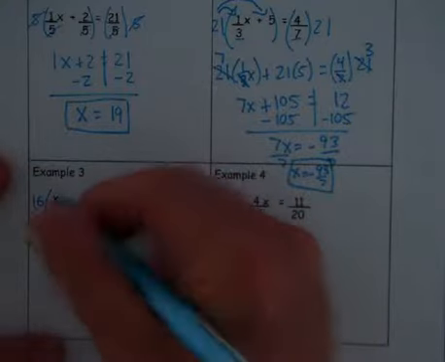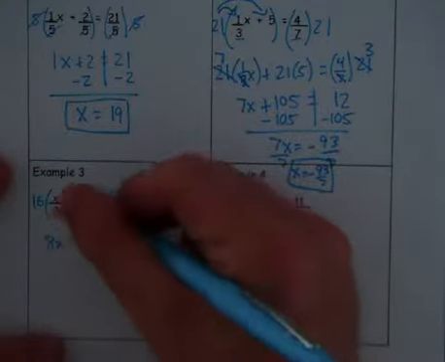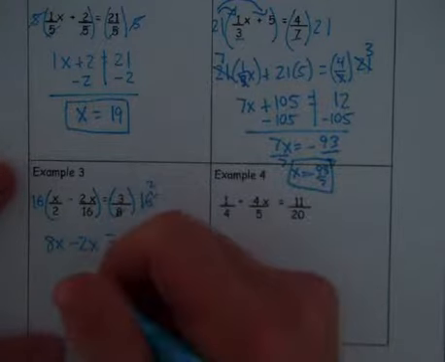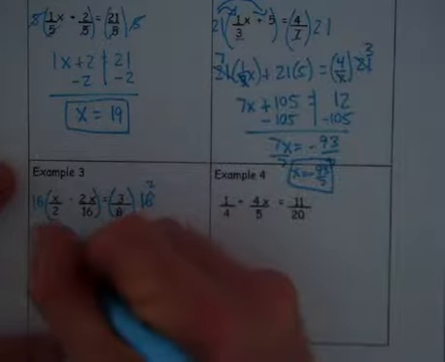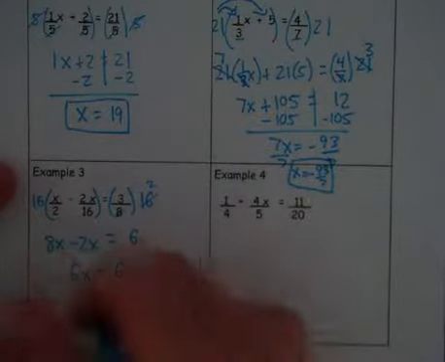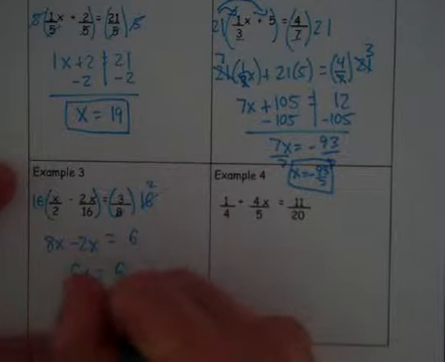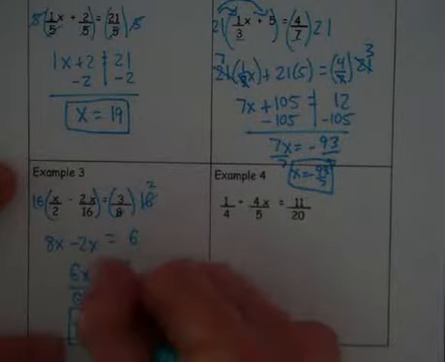So I get 8x, right? Minus 2x equals 6. Guess what? I can combine like terms. Remember, we're combining like terms. We get 6x equals 6. Now we can solve for the variable, divide by 6 on this side. If I do that, I have to divide by 6 on that side. X equals 6 divided by 6, or 1.